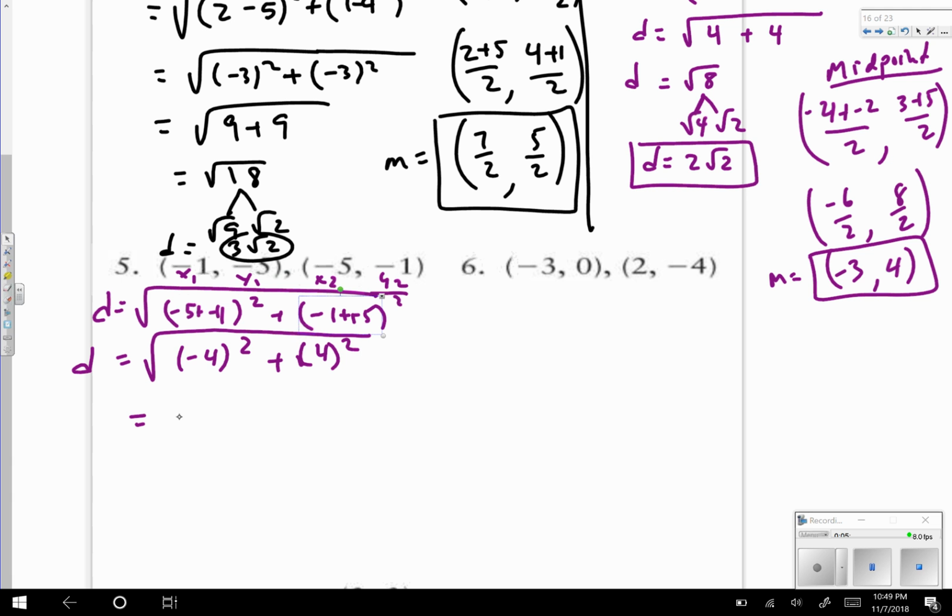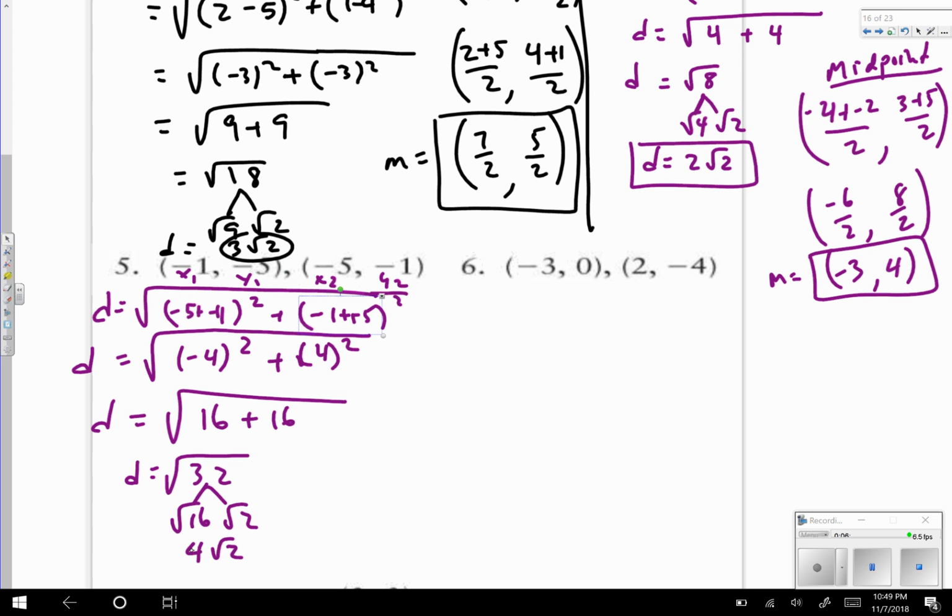So -4 squared is 16 plus 4 squared is 16. 16 plus 16 is 32. So that's our distance. And then we can evaluate this into the square root of 16 times radical 2. So the square root of 16 is 4, so it's going to be 4 radical 2 is our distance.